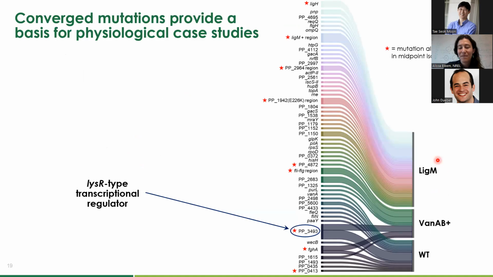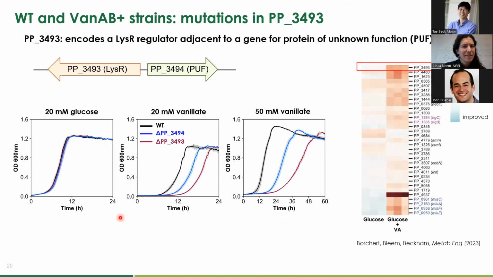Okay, so now I want to move on to another example of mutations that we saw both in the Vanillate plus strain and the wild type strain. And this was mutations in a LysR-type transcriptional regulator with the gene ID PP3493. So what is this regulator? Well, we know it's a LysR-type regulator, and these regulators tend to regulate the gene that's divergently transcribed from them, so pointing the other direction.